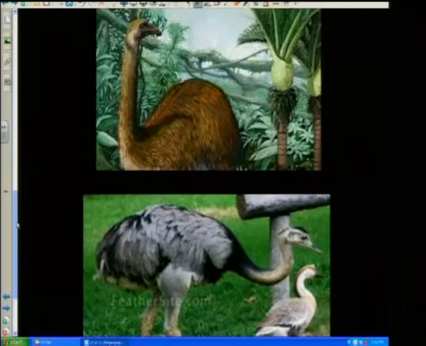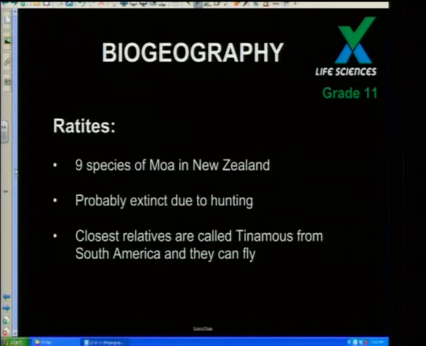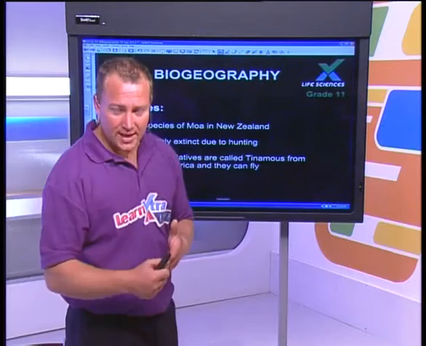And of course, the ostrich will kick like you have no idea with his feet, right? Now, ratites. Once upon a time there were nine different species of moa in New Zealand. They have become extinct, mainly because of us again.